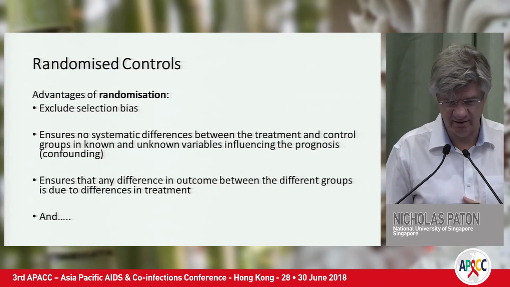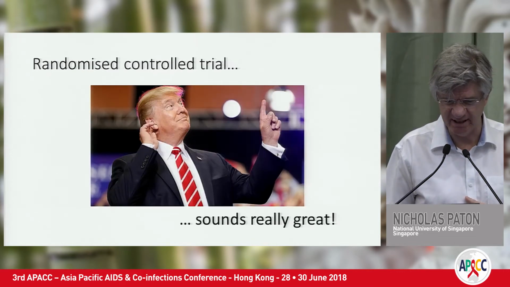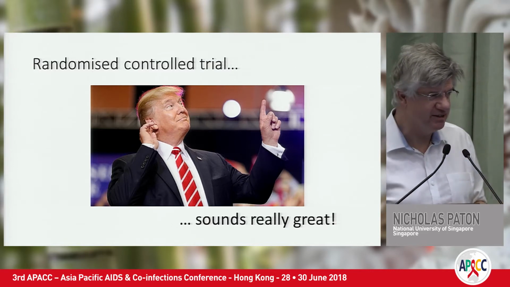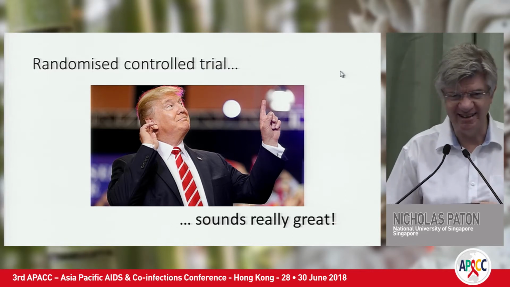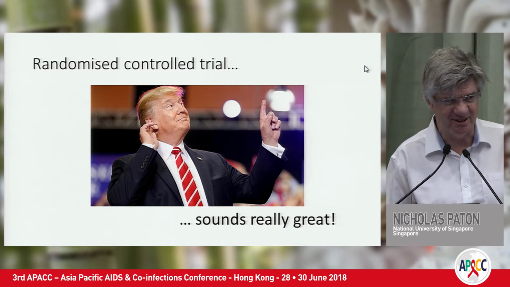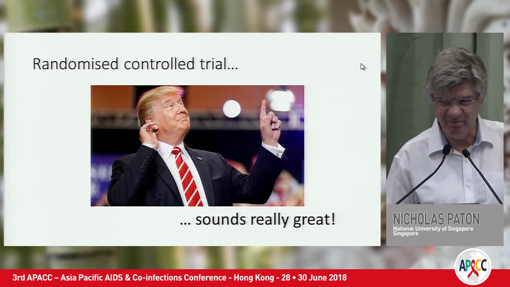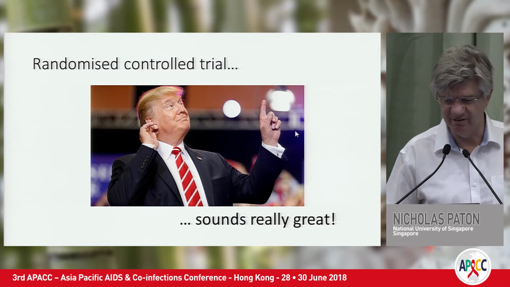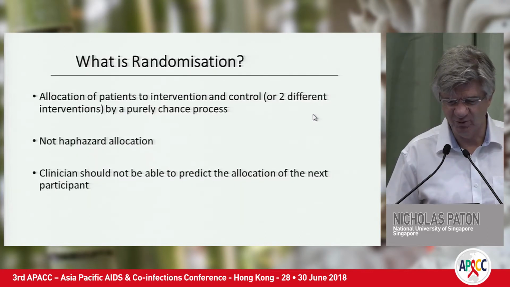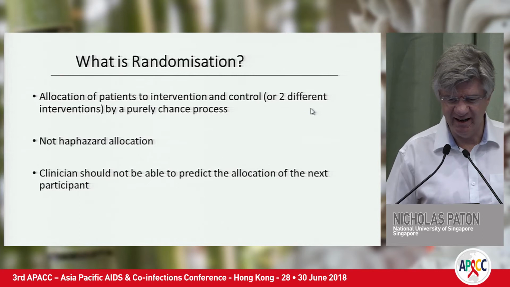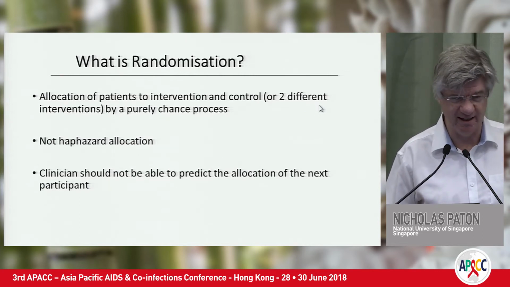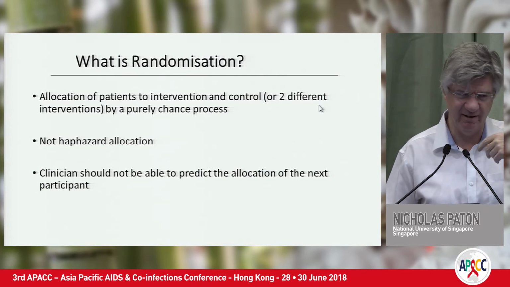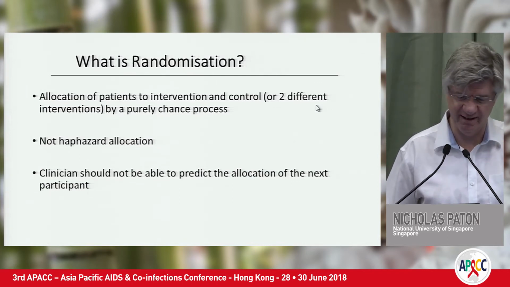Okay, and the other advantage of randomization is it sounds really good. If you want to publish a study and you say it's a randomized controlled trial, you already go up the impact factors of the journals immediately, right? So it sounds really great. So what is randomization? It's allocation by a purely chance process. It's not haphazard. It's not a case of I'll allocate this patient here and that patient there, whatever you feel like at that moment.